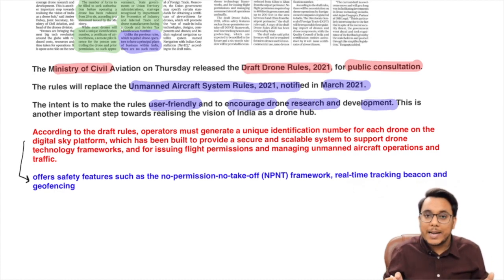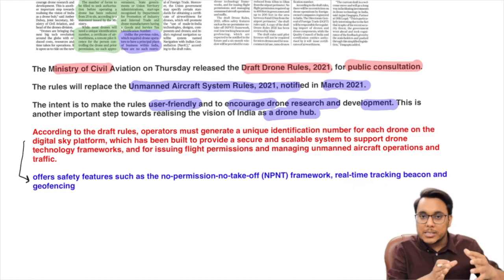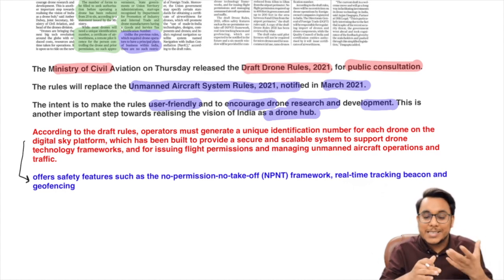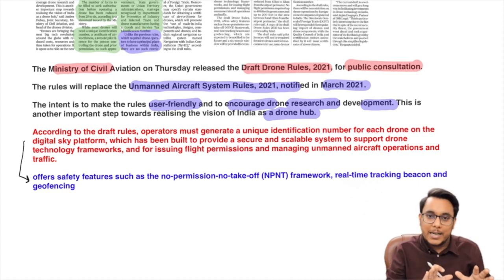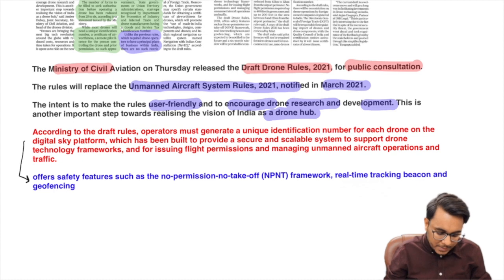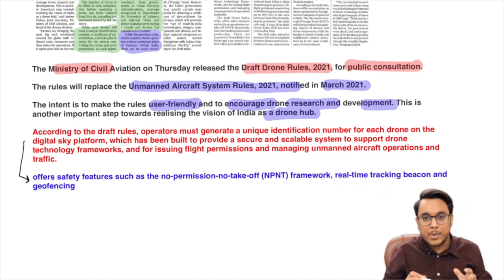Guys, when we talk about India, one of the aspirations of India is also to be a drone hub, and when we want to be a drone hub, research and development in deploying different varieties of drones, testing them, etc., needs to be scaled up. So in this direction also, these new rules will be helpful. Now guys, let's take up some of the brief features of this particular rule.